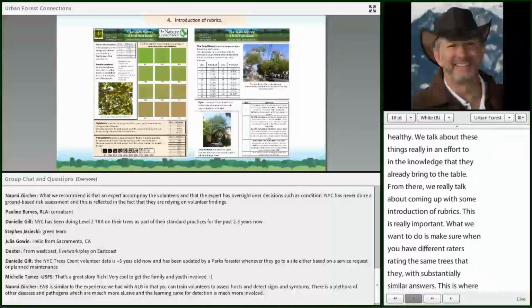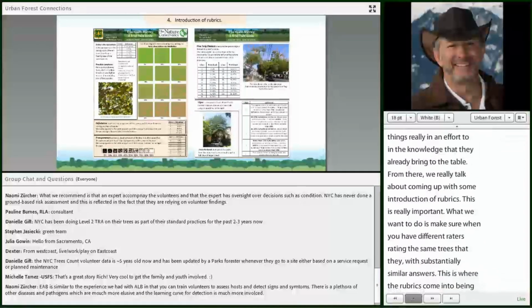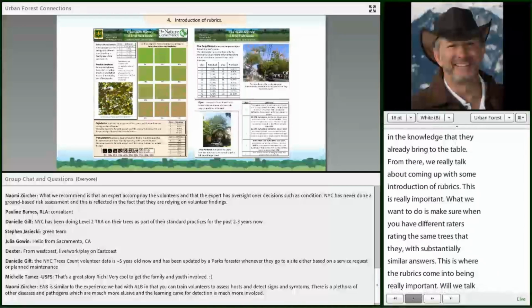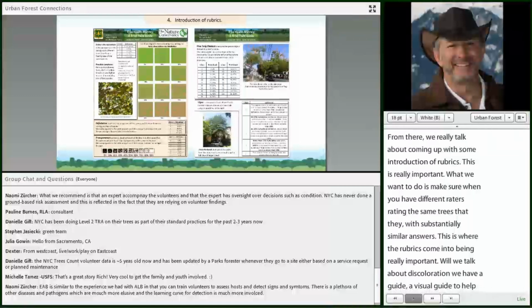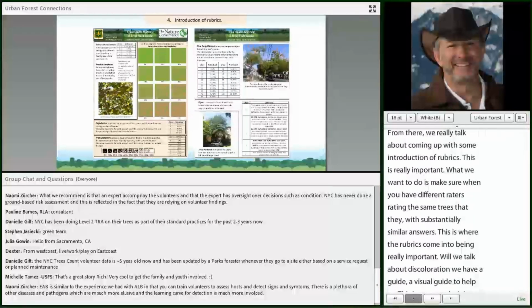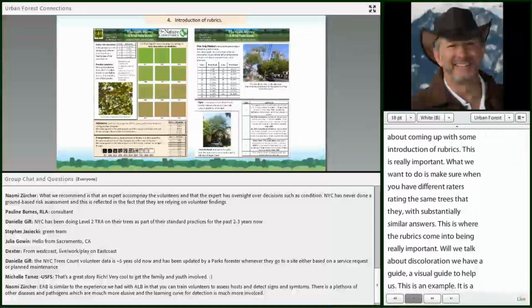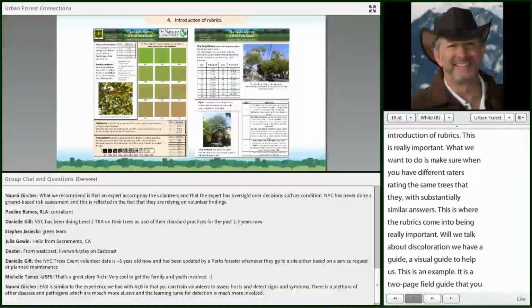So when we talk about discoloration, we have a guide, and we have visual guides to help us. And this is an example of our field guide. It's a two-page field guide that you can bring out with you and use to help you come up with clear ratings based on clear rubrics.